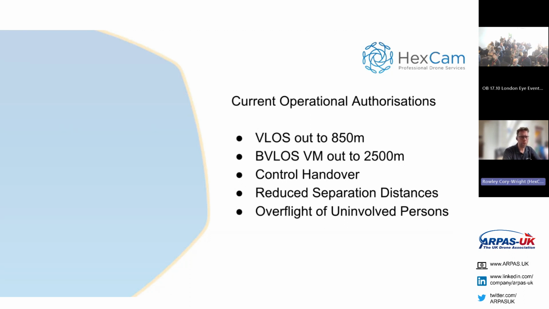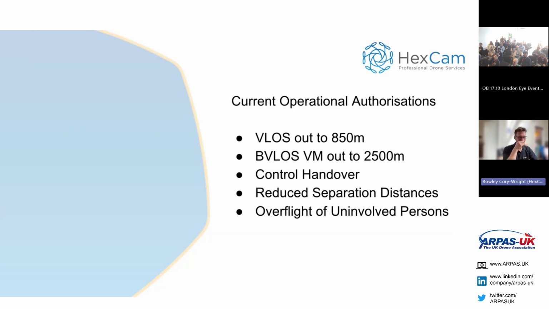We do have reduced separation distances down to 10 meters and 20 meters, but I'm not going to major on that today, because we're talking mainly about the BVLOS side of things. And most importantly is the final one, which is the overflight of uninvolved persons. This was quite a tricky one to achieve, and we did that in December last year or so.